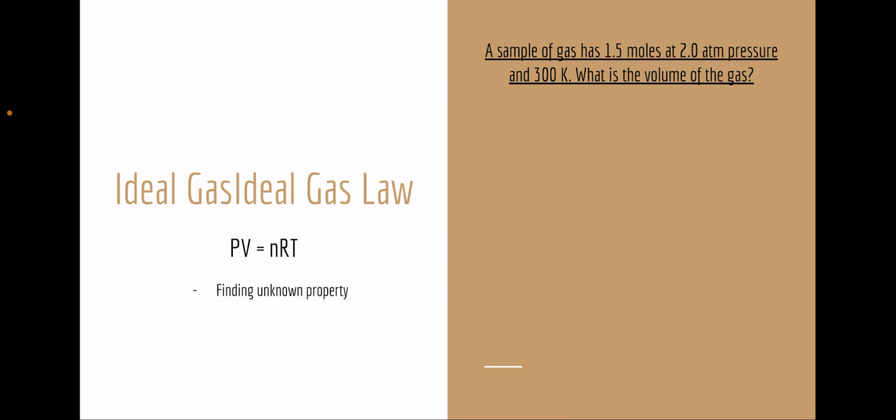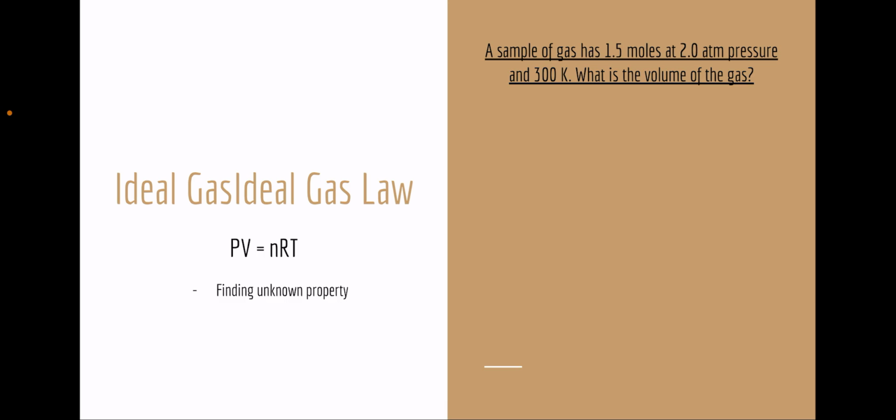My apologies again. Ideal gas law. This ideal gas law is the most common of the 3, and it is used very often. It is used to find an unknown property. In the ideal gas law, pressure times volume is equal to moles, or n, times the gas constant, R, times temperature.